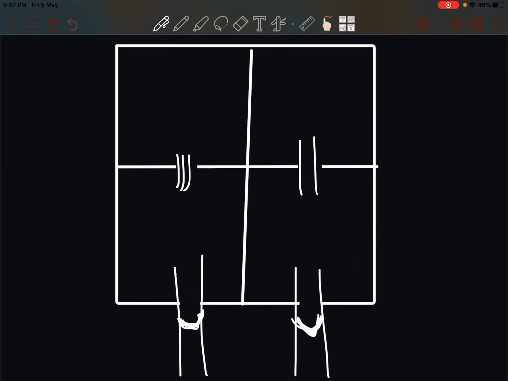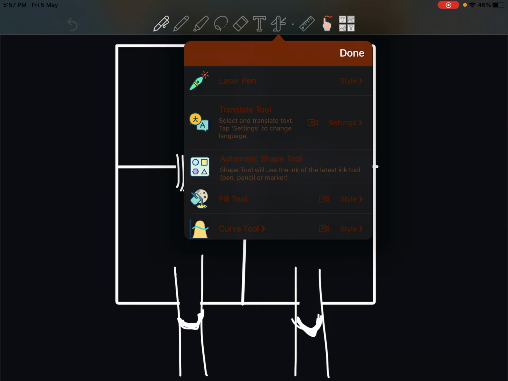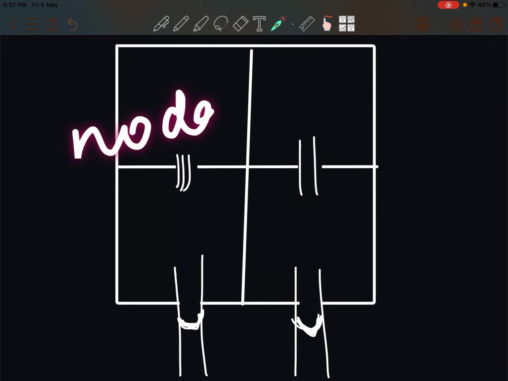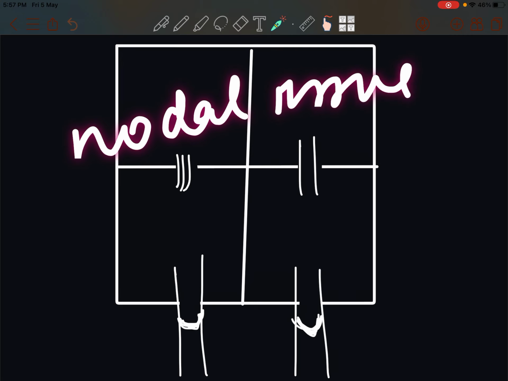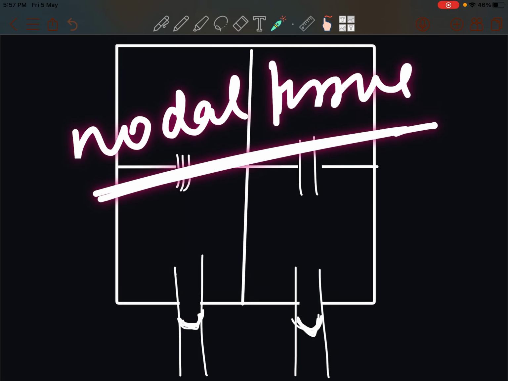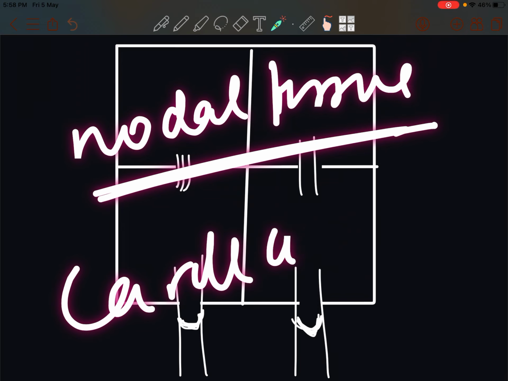Hi everyone, today I want to quickly tell you about two things. One is our nodal tissue, the specialized cardiac musculature that we have. And the second thing I want to tell you about is the cardiac cycle.